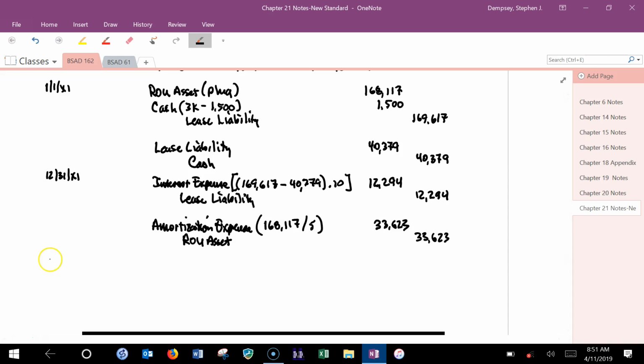Now, next day, 1/1 of X2. What happens on that date? It's the anniversary date of the lease. They make a payment. So what do we debit? Lease liability. Credit cash. 40,379.